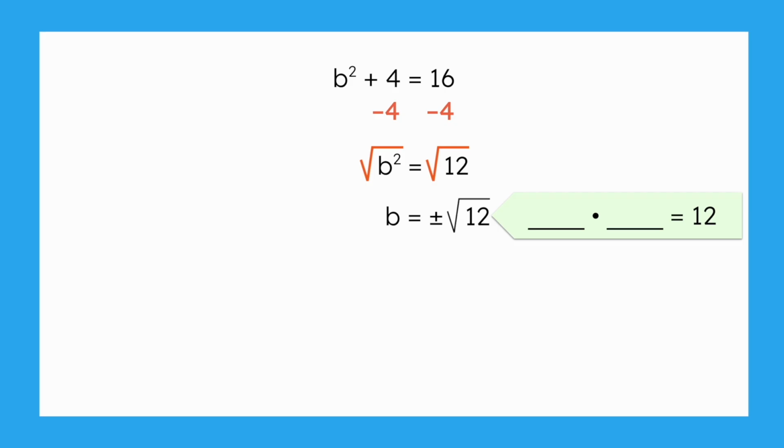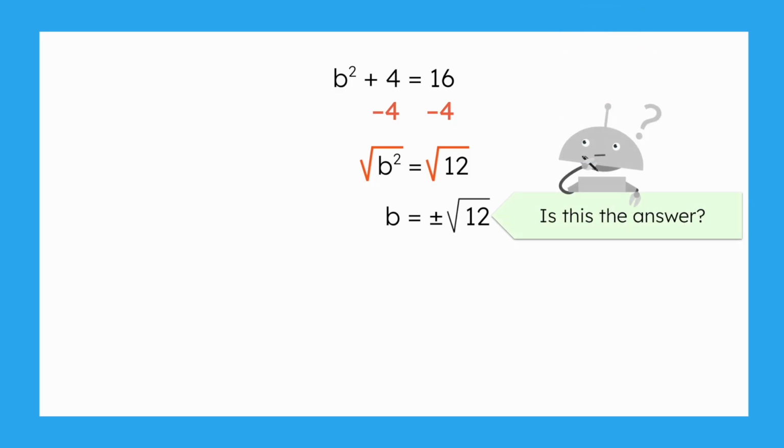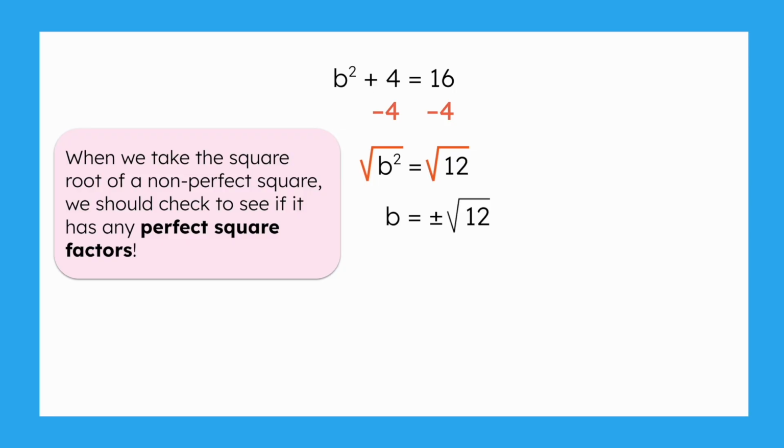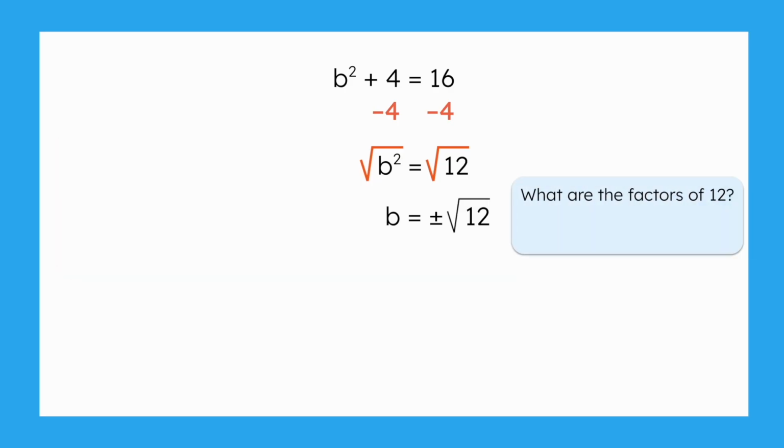Oh, wait a second. 12 isn't a perfect square. So is this the answer? Not quite. I think we can simplify this radical further. Recall that whenever we take the square root of a non-perfect square, we should check to see if it has any perfect square factors. One way to do this is to list the factors and identify any perfect squares. What are the factors of 12? 1 and 12, 2 and 6, and 3 and 4.